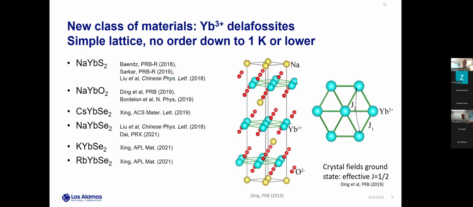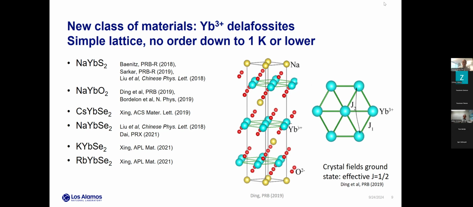And so I myself was a skeptic, and starting to be skeptical of spin liquids until this new class of materials emerged on the scene, ytterbium-3+ delafossites. And these have magnetic ytterbium ions that form a really crystallographically perfect triangular lattice that are pretty well separated. And there's a large number of variants of these compounds, and almost all of them show no magnetic order down to 1 Kelvin or lower.